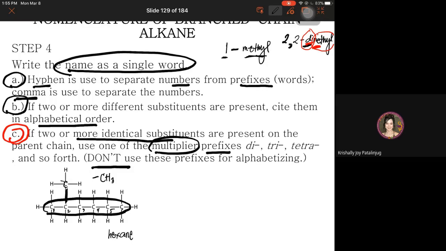C, then three H. So CH3, and that CH3 is on carbon 2. Therefore, it is simply named as 2-methylhexane. Written as one word. 2-methylhexane. Okay.